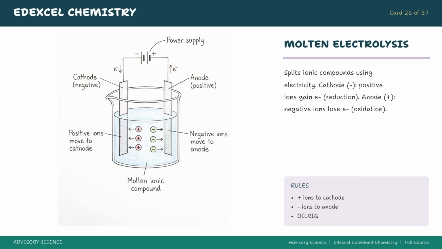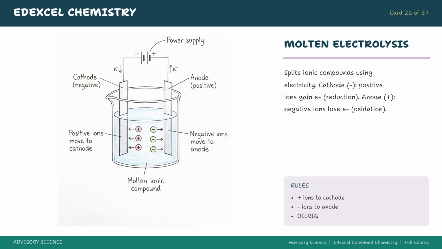Negative ions move to the anode. The anode is the positive electrode, and there they lose electrons, and that's oxidation. Oxidation is loss. Oil rig. Oxidation is loss, reduction is gain. Electrolysis is how aluminium is extracted from aluminium oxide.